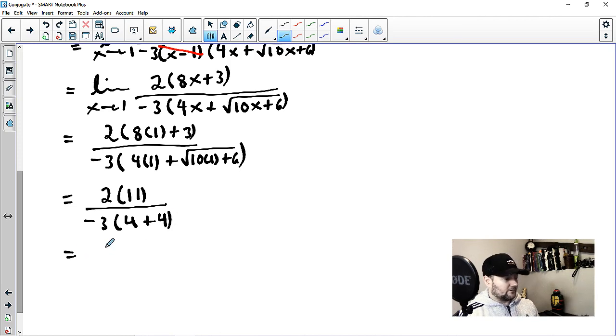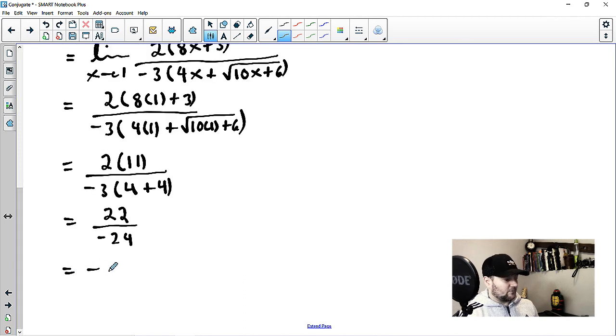So then I end up with, on the top, 22. On the bottom I got 4 plus 4 is 8, times negative 3 is negative 24. And then you're thinking about what you can divide by. So I don't like the negative on the bottom, so I'll just move it out equal to the divide sign. I'll divide by 2, divide by 2, so that's 11 over 12.